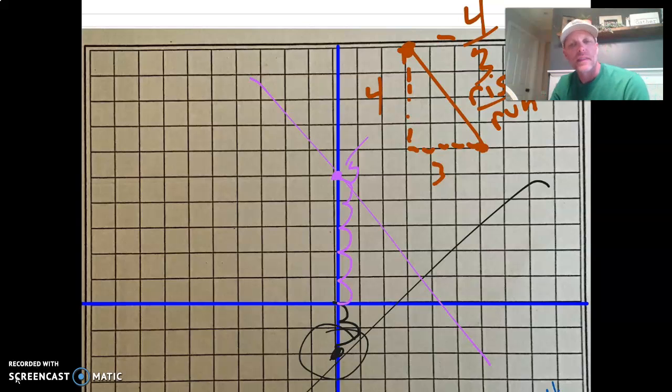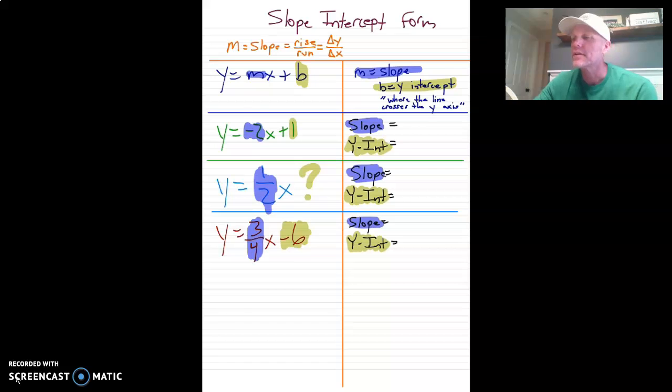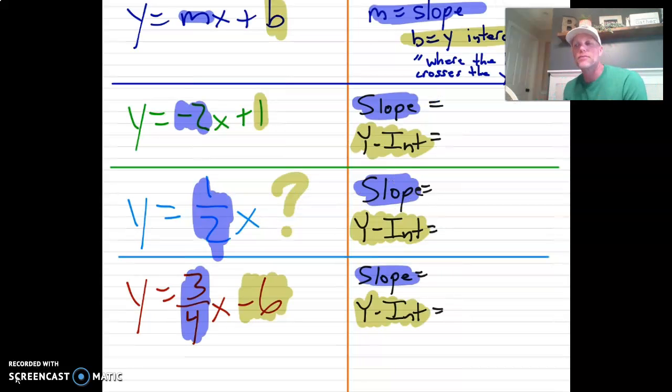Okay? And this one down here was actually a negative, so some of you are probably calling me out right now. So y equals negative 2x plus 1. The slope is negative 2. And the y-intercept is 1, meaning it crosses the y-axis at 1. Okay, so let's look at the next one.